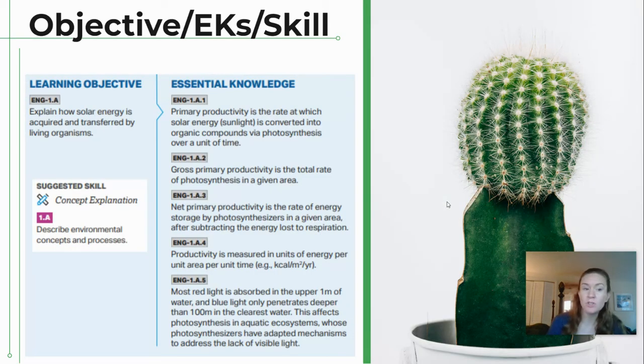The learning objective for today is, by the end of this lesson, you will be able to explain how solar energy is acquired and transferred by living organisms. On the right-hand side, you can see the essential knowledge that you will gain, hopefully, from this presentation. And then there's a cool cactus. Who doesn't love a cactus?